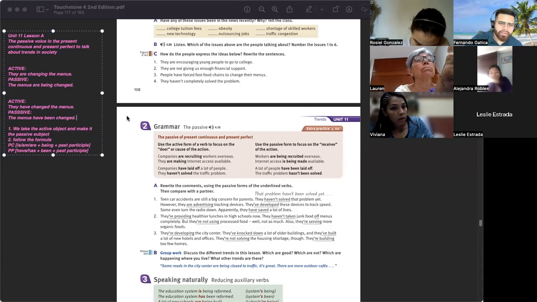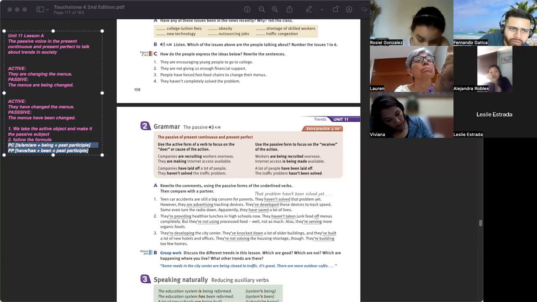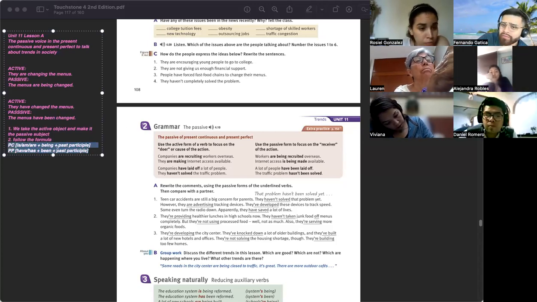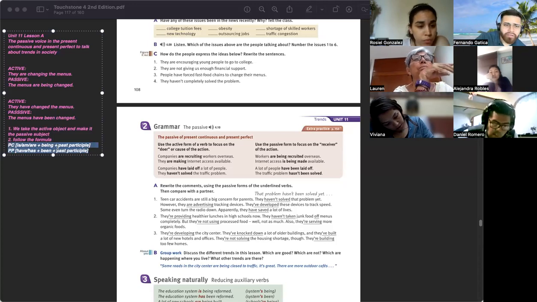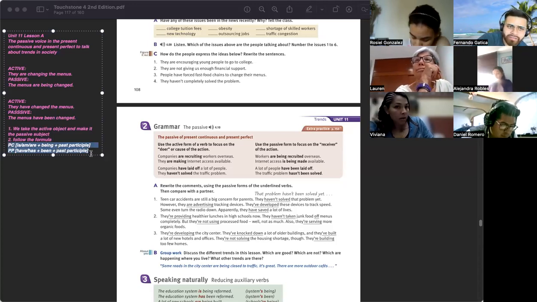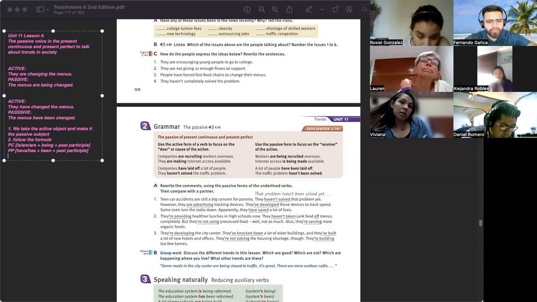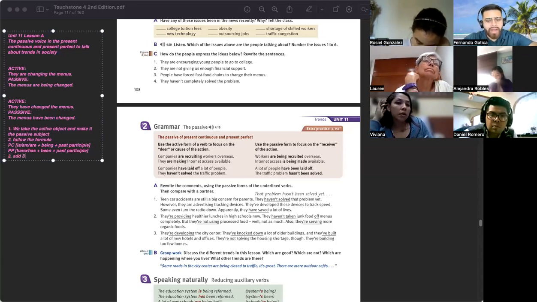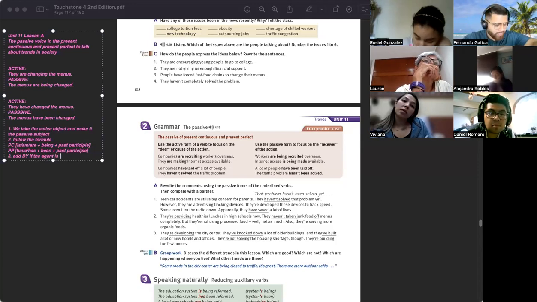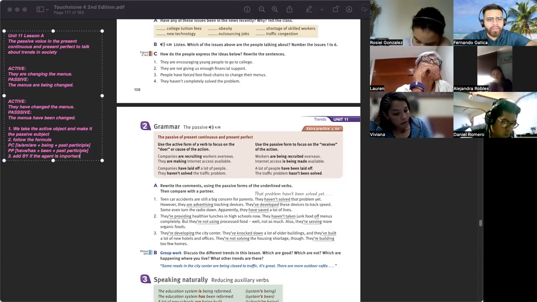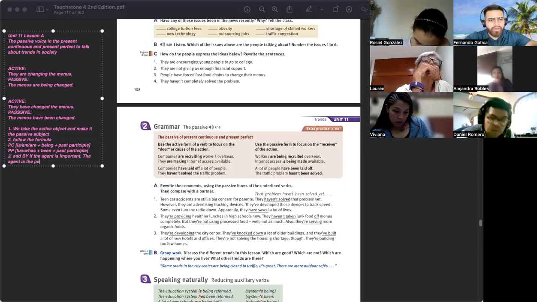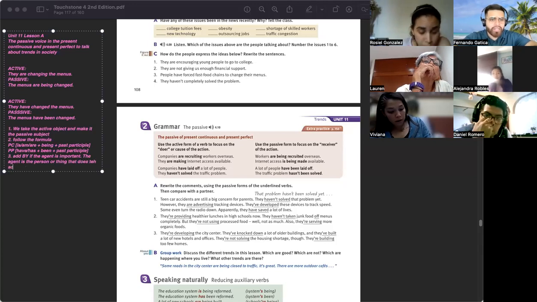Now, of course, after the past participle, you can use a complement. You can add by. That's something that's important, no? Add by if the agent is important. The agent is the person or thing that does the action.